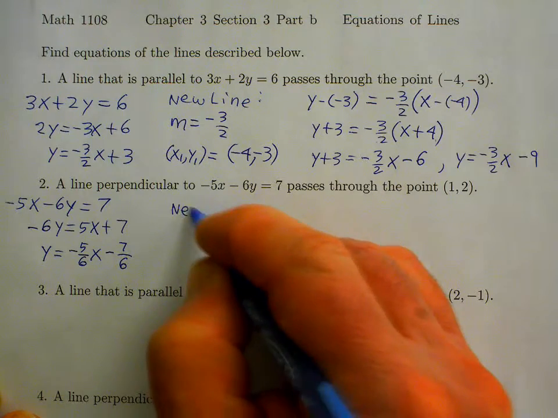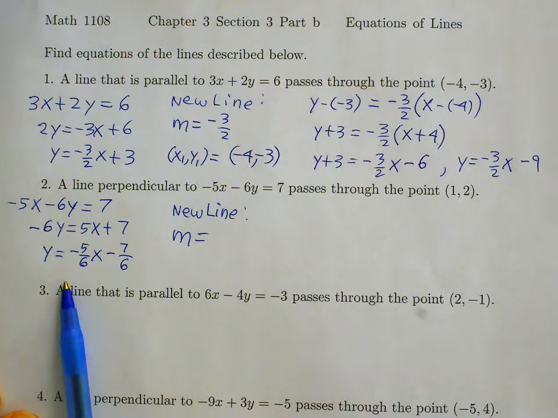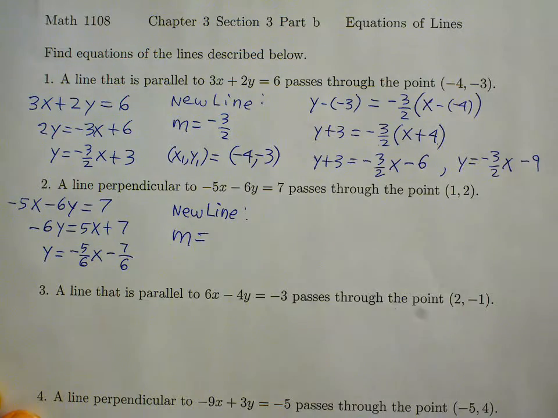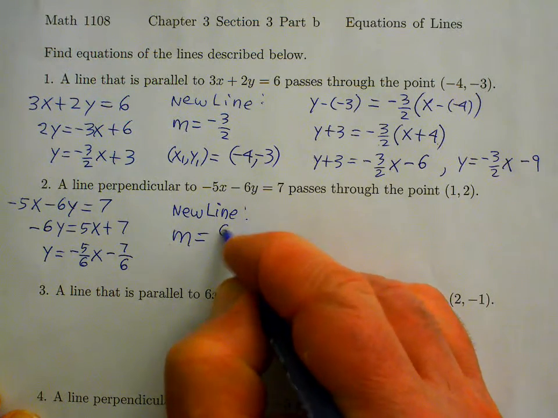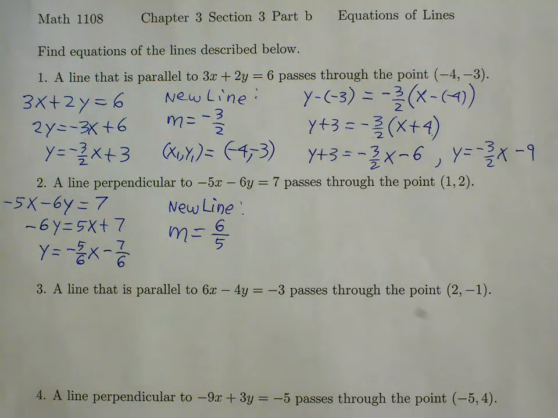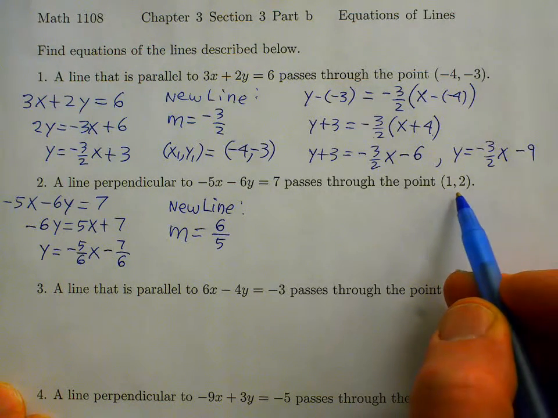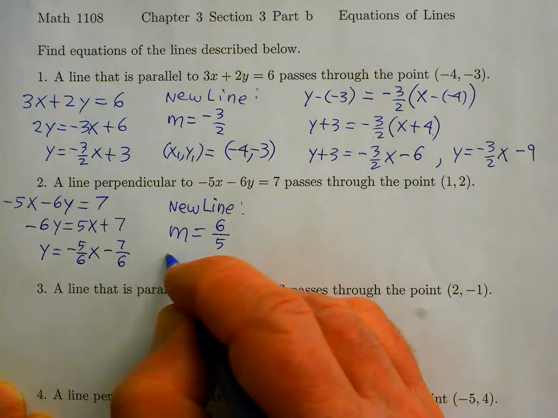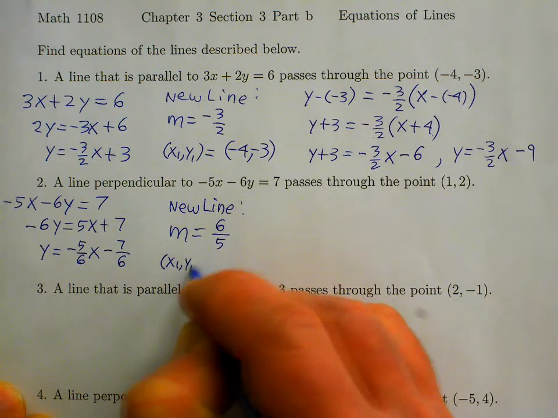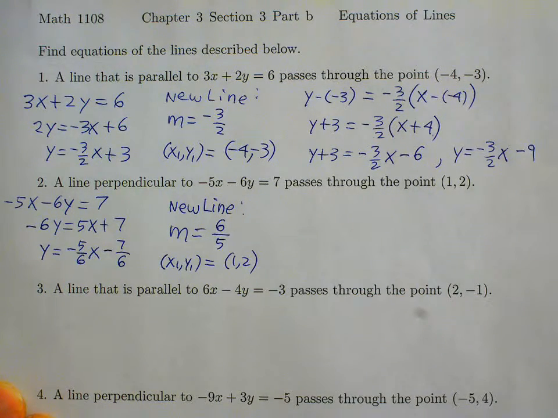So for the new line, whose equation we're trying to find, the slope is the negative reciprocal of negative 5 over 6. So the slope of the perpendicular line is positive 6/5. So 6 over 5 is the negative reciprocal of negative 5 over 6. The perpendicular line passes through the point whose ordered pair is (1, 2). So our x1, y1 is given to be the ordered pair (1, 2).